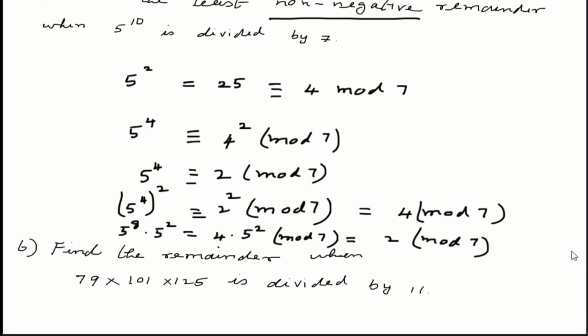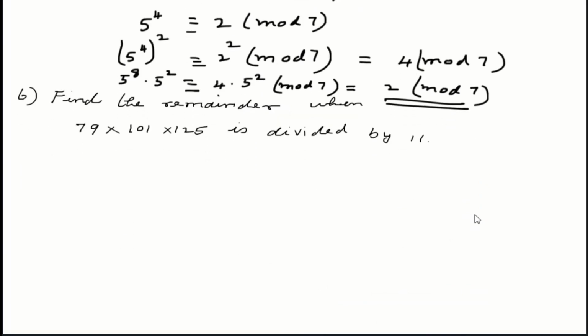Hope you follow it. It is not necessary that you should always keep doing it like this. It is your choice. Now I have taken 5 square here, then raised to the power on both sides, so I have ended up with 5 power 8. 5 power 10 is the question. So to get there, I multiplied by 5 square on both sides. I know that 5 square is 25, which is congruent to 4. So 4 into 4 is 16. Again, 16 is congruent to 2 mod 7. So this is the final answer.